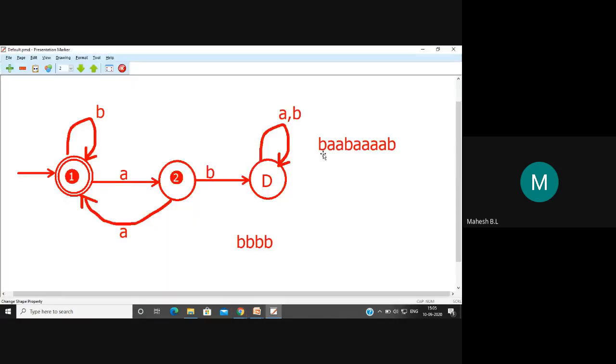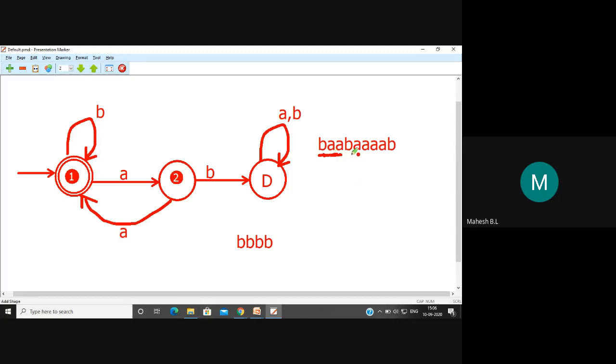Now, let's see how this DFSM is going to accept this. First one is B, which is processed by the self loop. You are in state 1. Next, you have A, your DFSM makes a transition from 1 to 2. Next, you have another A, and the DFSM makes a transition from 2 to 1.